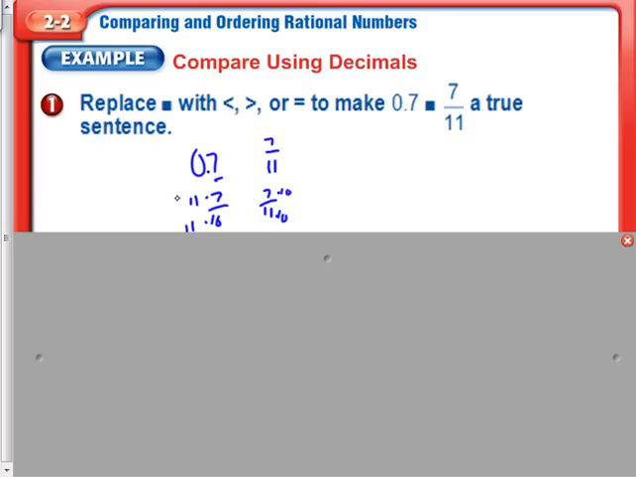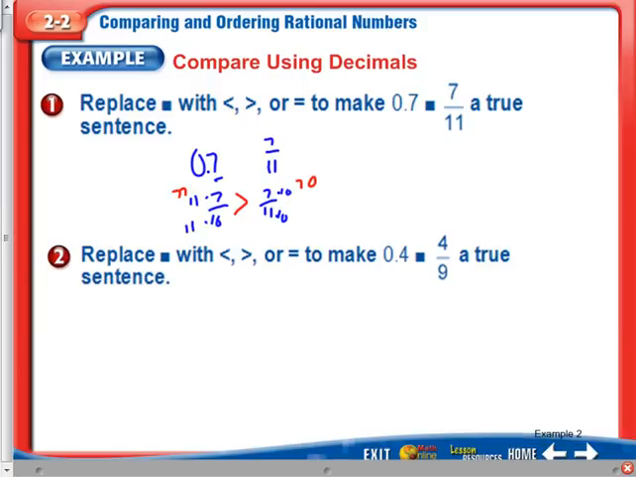So I end up with 77 over here, and I end up with 70 over here. So this one, 7/10, is actually greater. So this would be your answer again, but this is how you show all of your work. All right, we'll do another example like that.